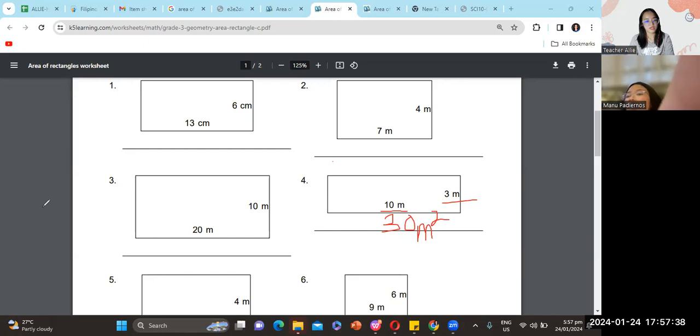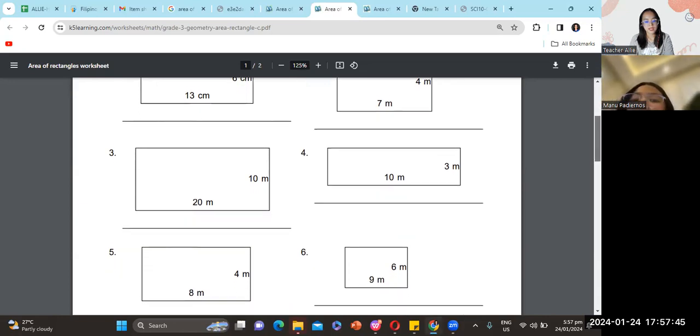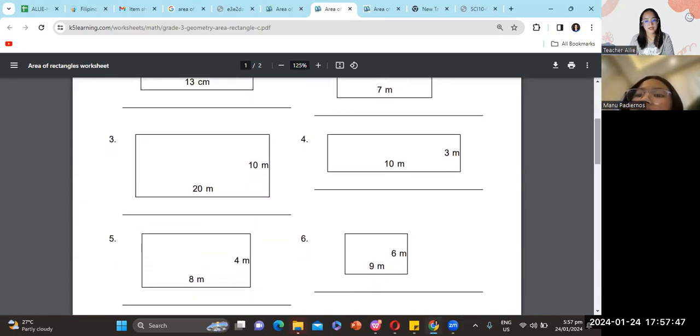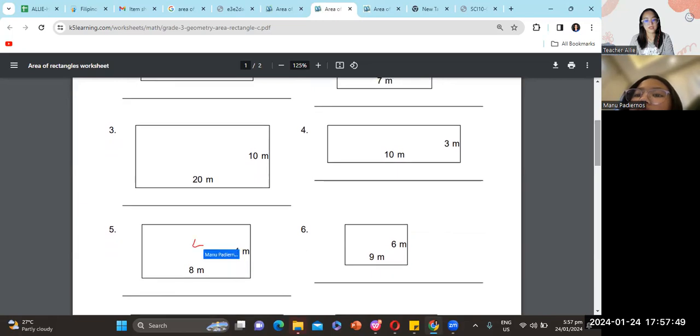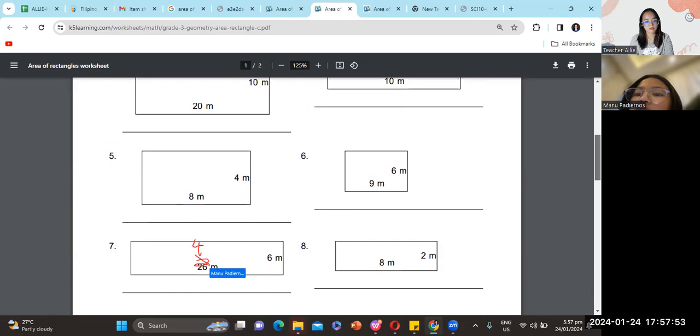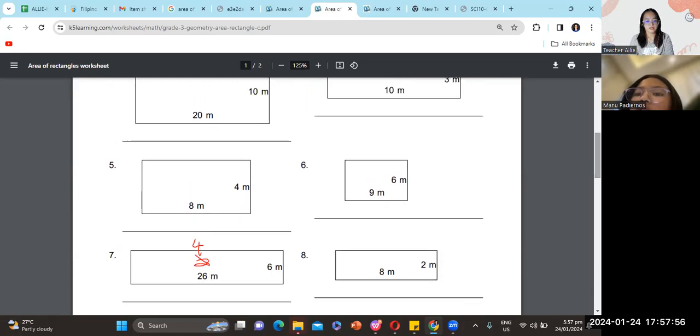And we're not done yet. We still have another worksheet here in number 5. Now the numbers are 8 m and 4 m. What is the area of the rectangle? 32. Okay, 32 what? Meter square. Okay, meter square again.